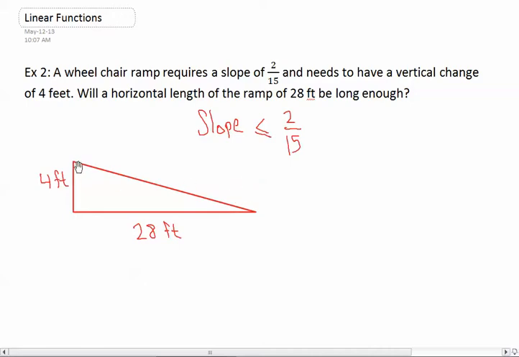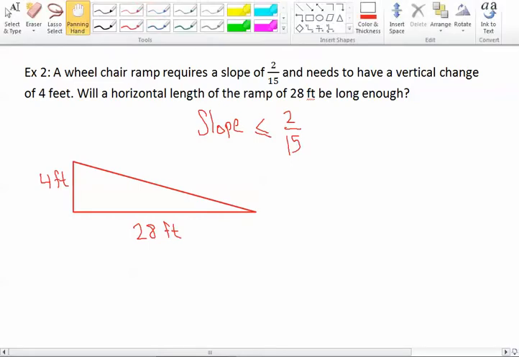So take a look here. Wheelchair ramps have to have a maximum slope. If they're too steep, people can't get up them. So here, our slope has to be less than or equal to 2/15. And this is the first way we're going to take a look at solving this problem. So let's do a comparison.